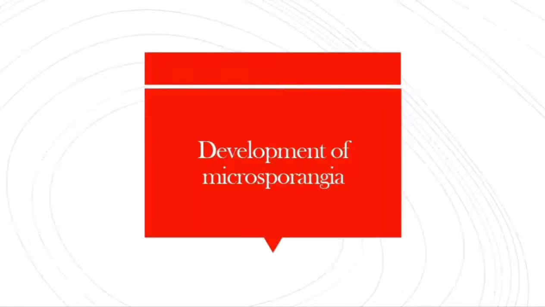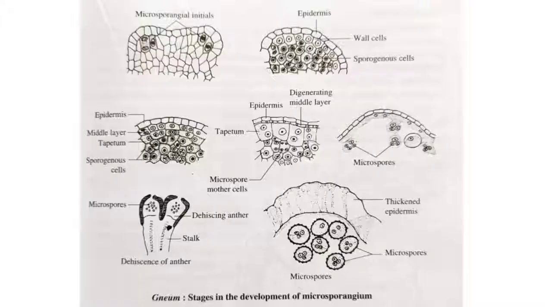Development of microsporangia. Microsporangium is eusporangiate, so it is developed from a single initial cell, which is the microsporangial initial cell. It divides periclinally to form the primary wall cells and the archesporial cells. Those wall cells undergo repeated periclinal and anticlinal division to form the multilayered sporangial wall.